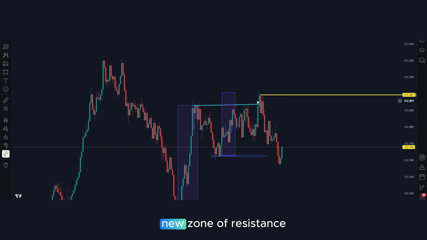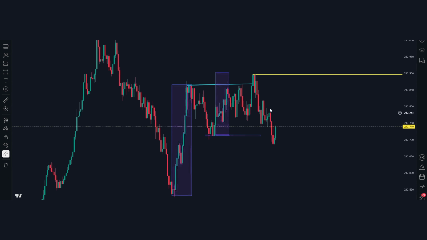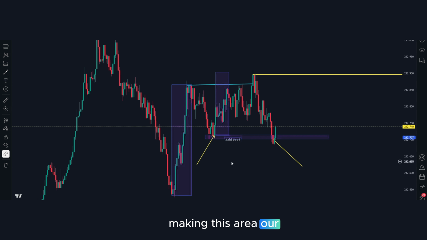After giving us a new zone of resistance here, we're having this clean pullback, our zone here. Okay, so we're having a zone of support here, and we're having a retest at that point there. So this one is making this area our area of confluence. This is our pullback into this zone here. So you're having break of structure, new high, pullback here.